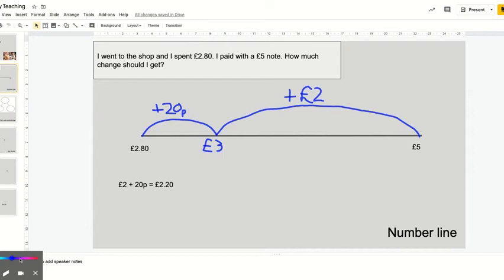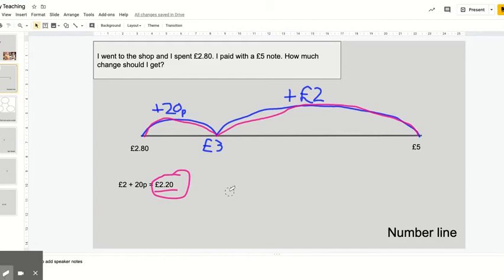Let me just show you that in a different colour. So this change here is this jump plus this jump to find my whole change given. So the shopkeeper should have given me £2.20, and if they didn't, I need to go and tell the shopkeeper that he has short-changed me. Maybe he gave me too much change, I should still tell him really.